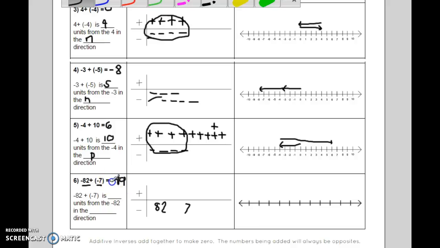Now with my number line also, what I would see is that I would start out at negative 82, and then I would go down another 7. So I go 7 to the left. And so that would also put me at negative 89. I'm not going to have you draw that one in. So we would say that negative 82 plus negative 7 is 7 units from negative 82 in the negative direction, because that 7 makes us go negative. It makes us go to the left.